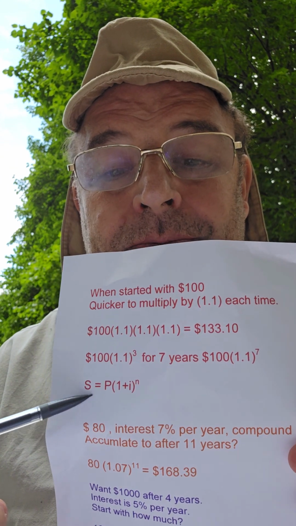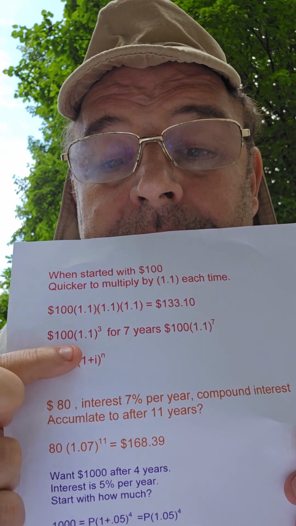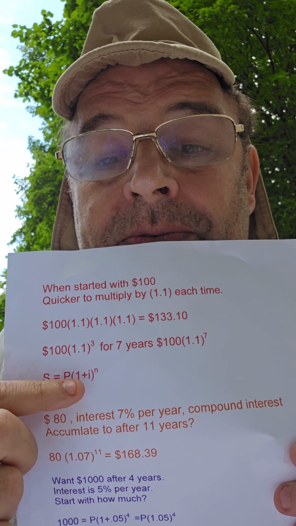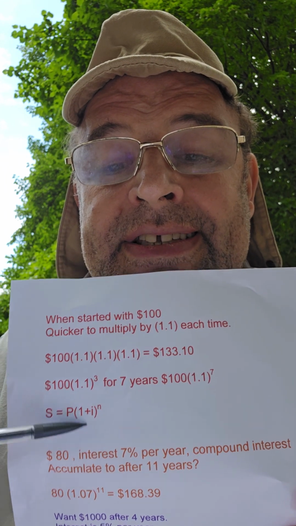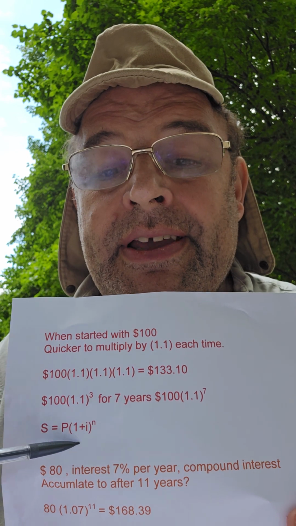So earlier on, when we had P is 100, I is 10, and N is 3, that's exactly what we have. There's 100 times 1.1 to the 3. That's P times 1 plus I to the N. Exact same formula. The only difference is we know what P, I, and N is. There we don't. Accumulated is the principal times 1 plus the interest for the number of times, which is 3.